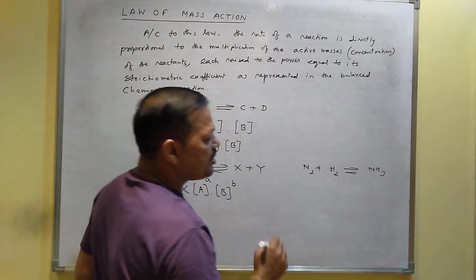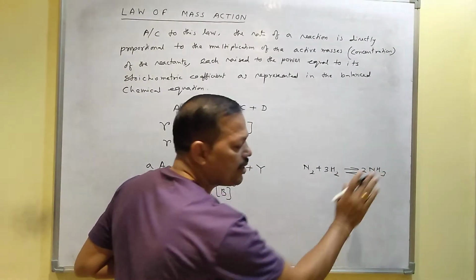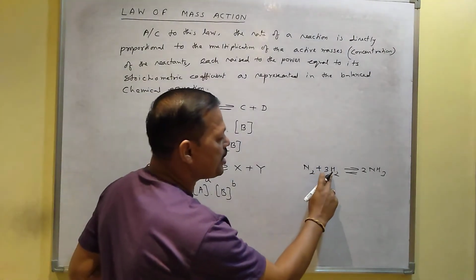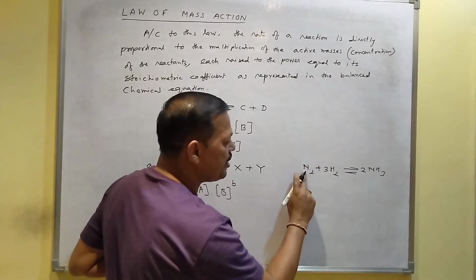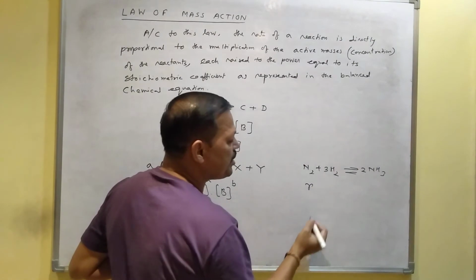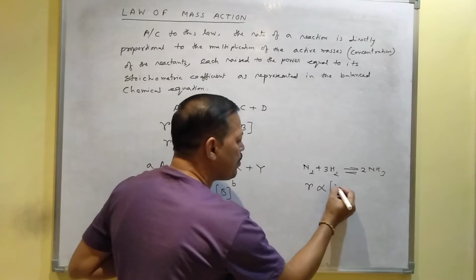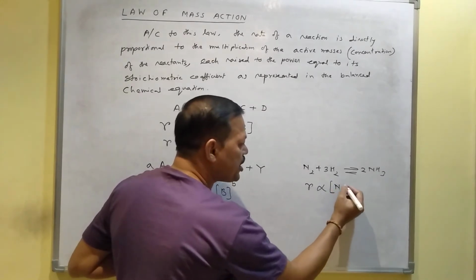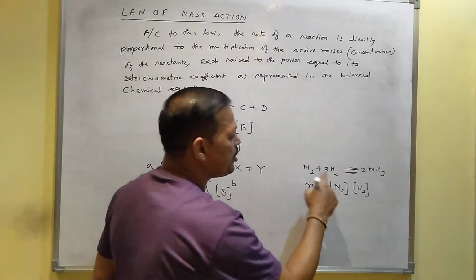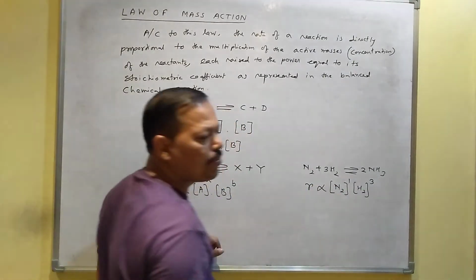Now in this reaction, the reaction is not balanced. If you put 3 here and 2 here, then the reaction will be balanced. After balancing, you get the coefficients: hydrogen has coefficient 3, nitrogen 1, and ammonia 2. So if you want to represent the rate of the reaction according to the law of mass action, r is directly proportional to the concentration of nitrogen times the concentration of hydrogen. Since the coefficient of hydrogen is 3, it should be raised to the power 3. Nitrogen's coefficient is 1, so the power is 1.